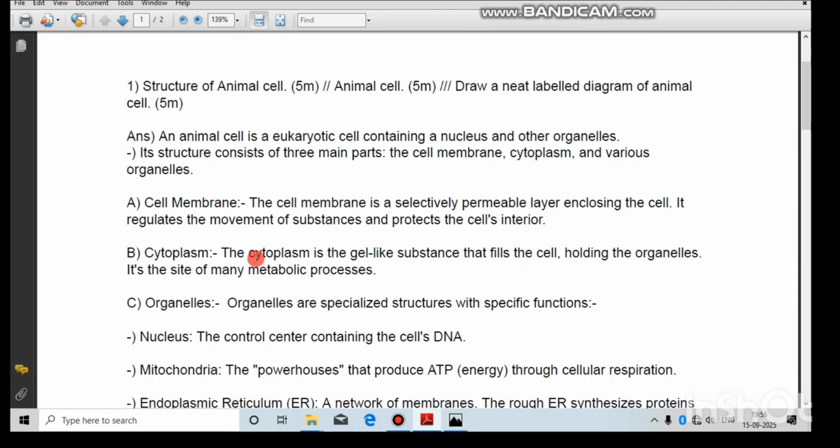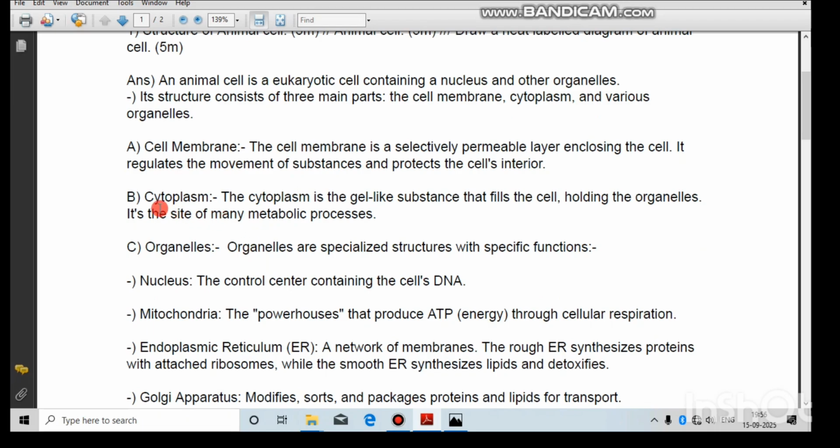The second point is cytoplasm. The cytoplasm is a gel like substance that fills the cell, holding the organelles. It's the site of many metabolic processes. Cytoplasm is a gel like substance, guys, that is present inside our cell, so it will completely fill the cell.